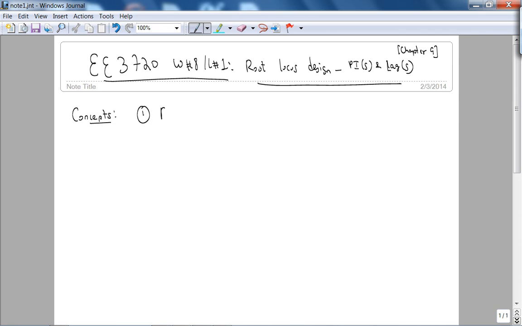Number one is what is called the PI controller. KP plus KI over S can also be written as KP times S plus KI over KP, over S. If you simplify this out, you get this expression. But basically, this is an example of what is called a lag compensator. But then, this is not usually referred to as a lag compensator.